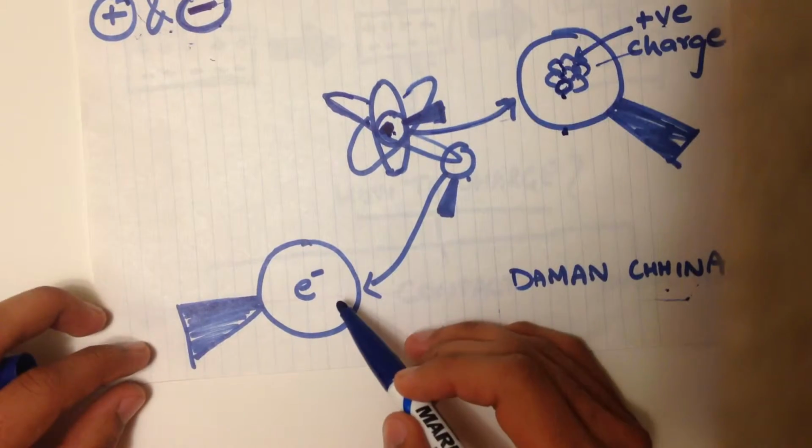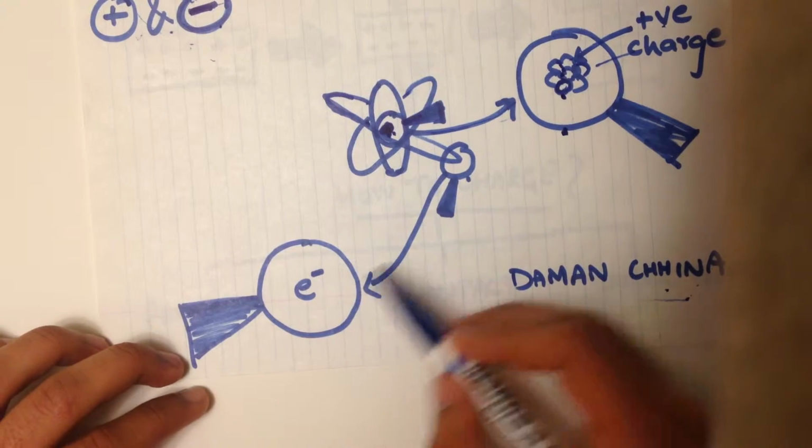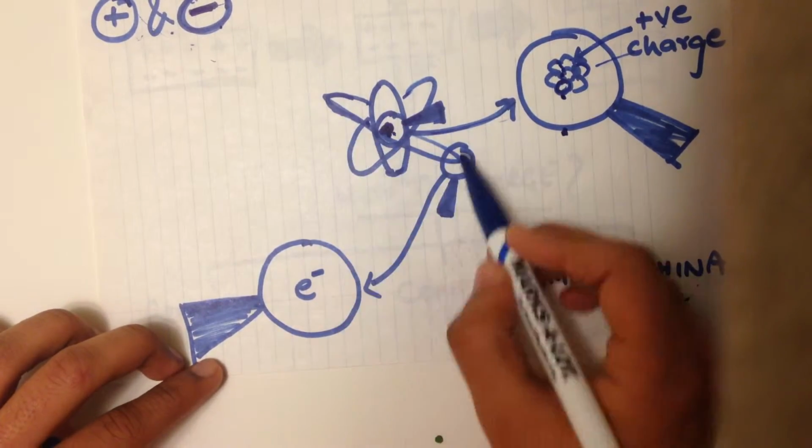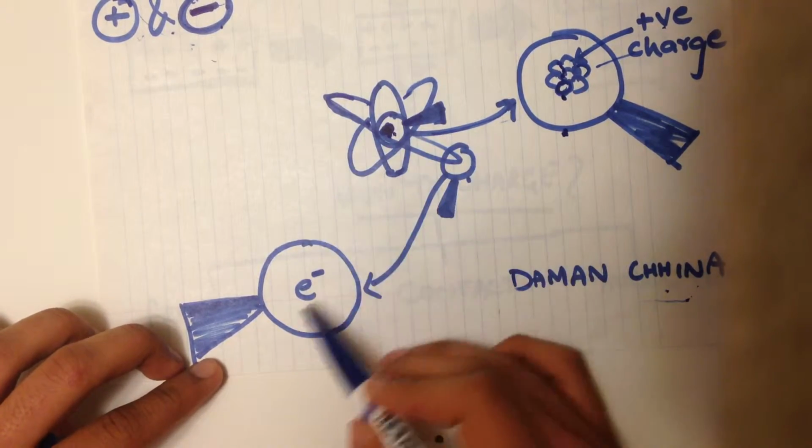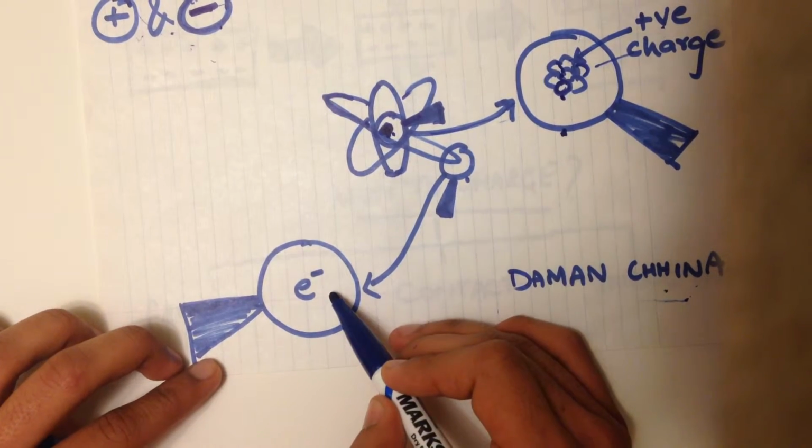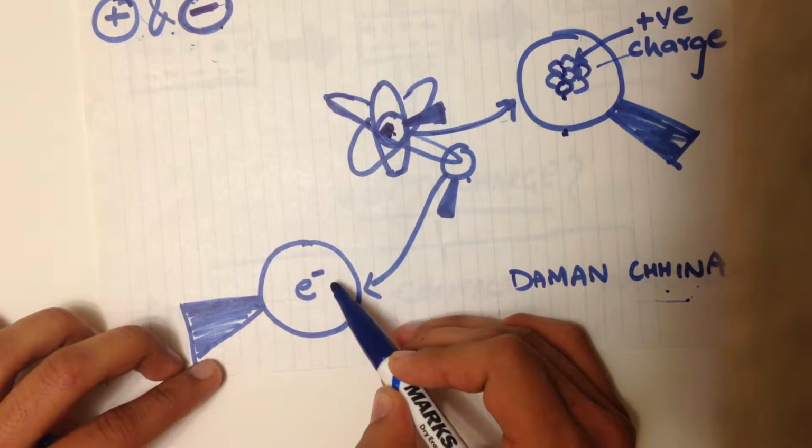Electrons, on the other hand, are negative charges which are found revolving around the nucleus in orbits. They are not as tightly bound to the atoms as protons are.